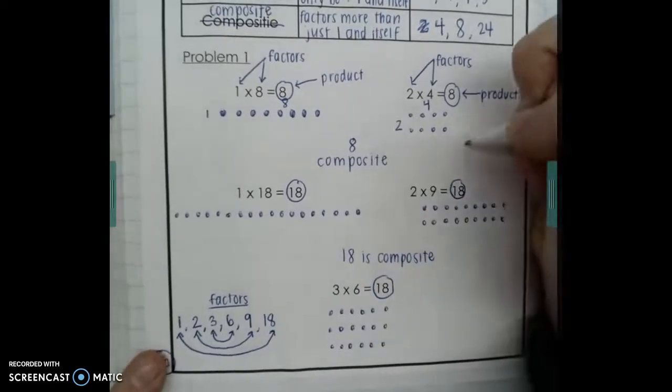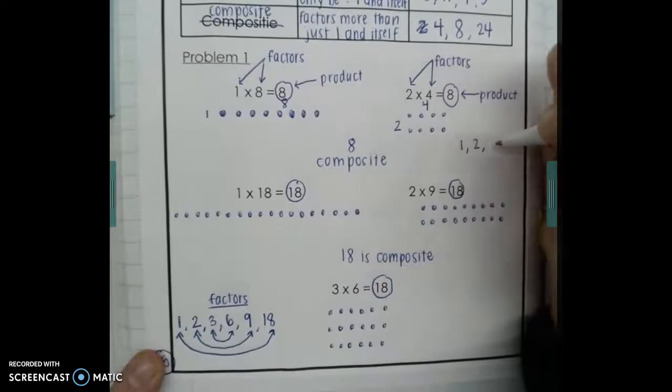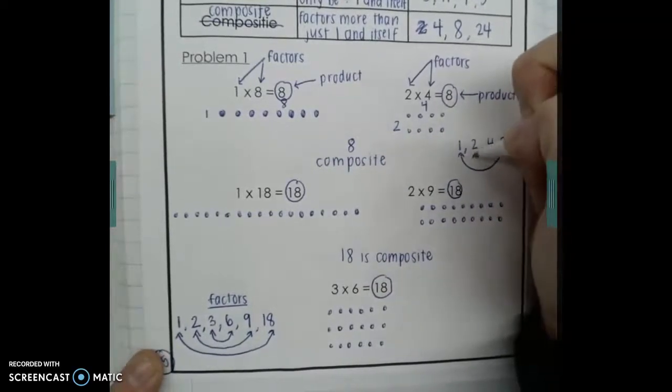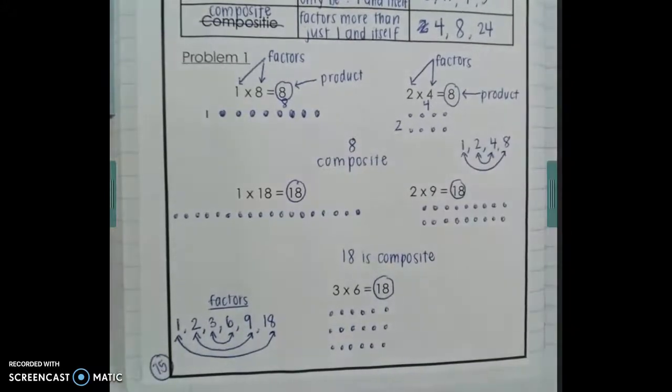You could do the same thing over here, right? This would be 1, 2, 4, and 8. 1 and 8 go together, and 2 and 4 go together. So that's just a way of listing our factors out.